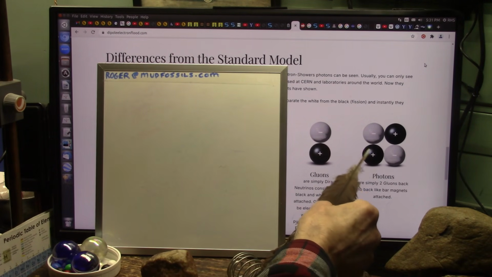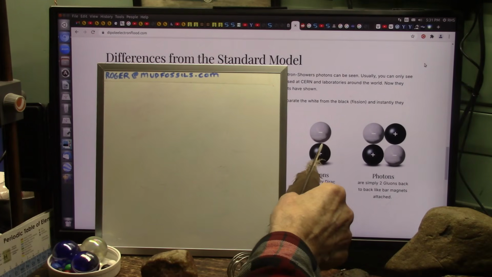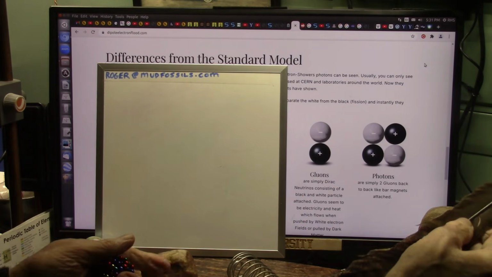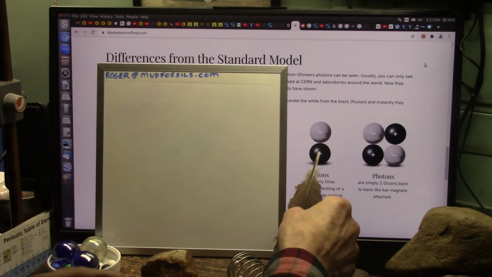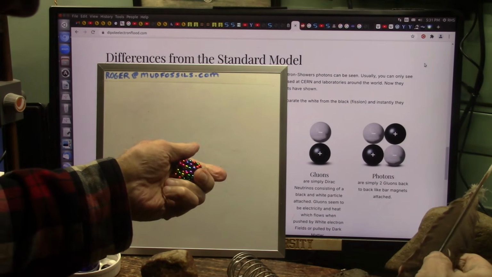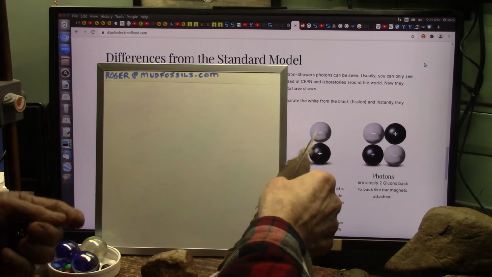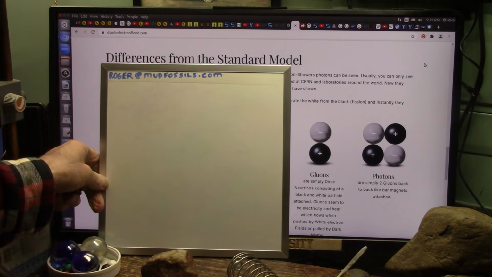So we got to the photons. We got to the gluons. The photons are light. The gluons are heat. Now, we can break these two apart. Now let's go over to the other side of the equation.